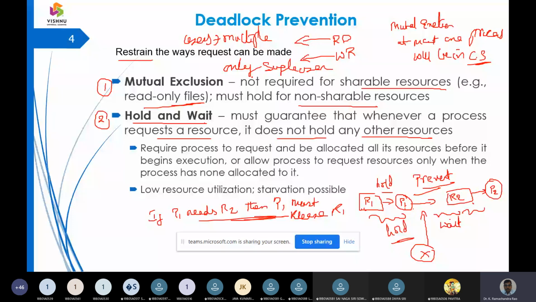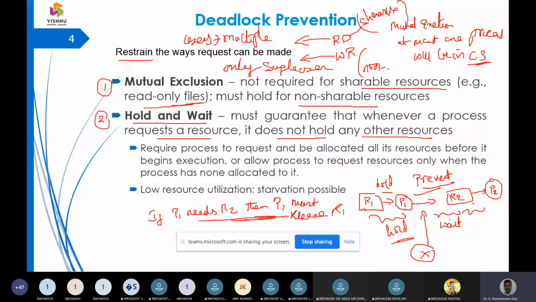So for shareable items, we can create multiple ways. For non-shareable items, that is for write operation, we can create only a single way. So I can write here: for a read operation, we are going to call it shareable, and for a write operation, we are going to call it non-shareable items.